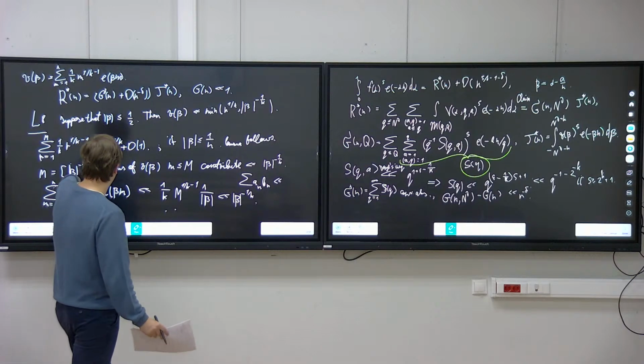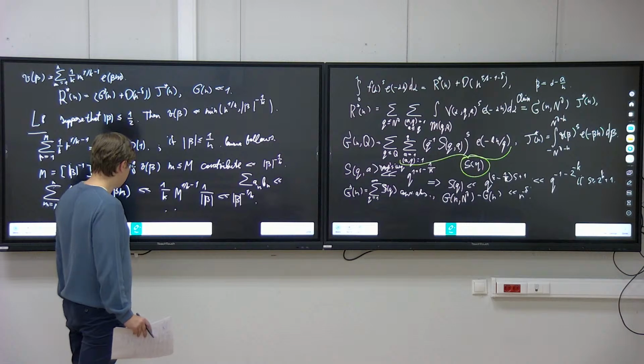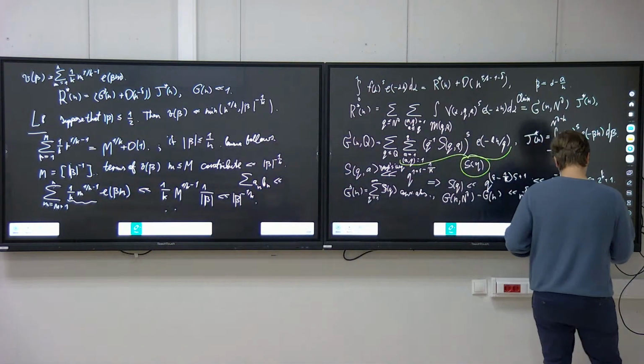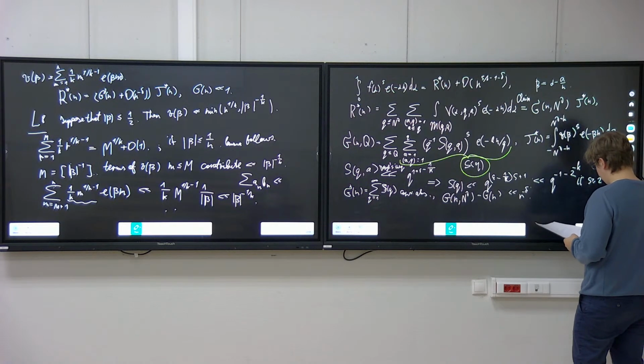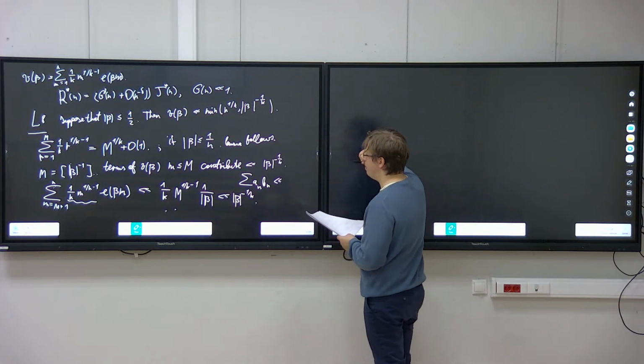Because n is beta to the power minus 1, and k is fixed. Let us remember this remark, this lemma.